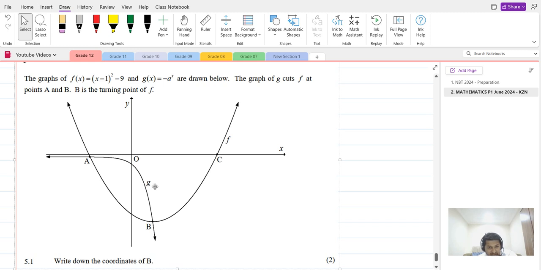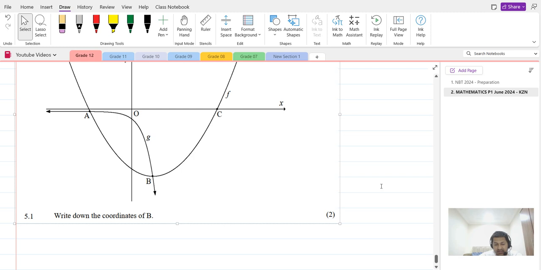B is the turning point of f. So the graph of g goes through the point B. Write down the coordinates of B. Simple. Take the opposite sign here and minus 9. So 1 and minus 9. That comes straight from the TP form. 1 and minus 9, that's the coordinates of B. Problem solved. Next one.